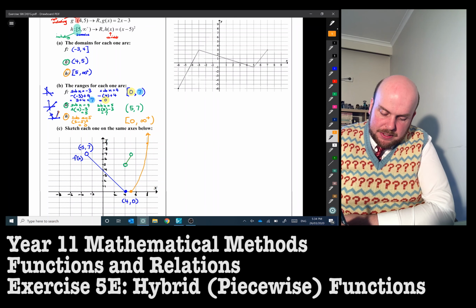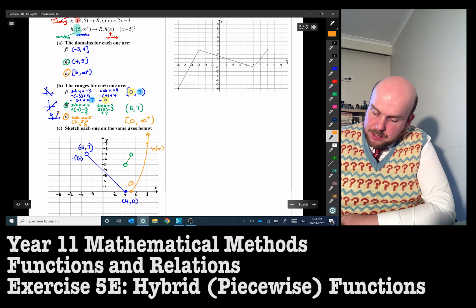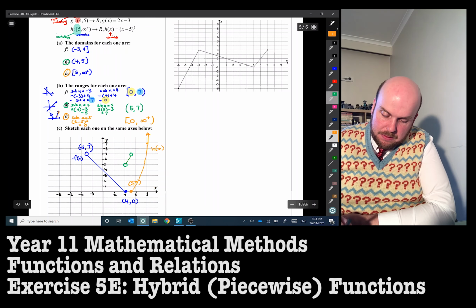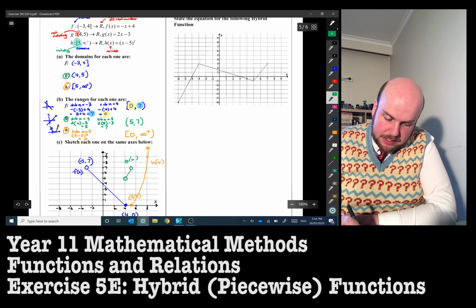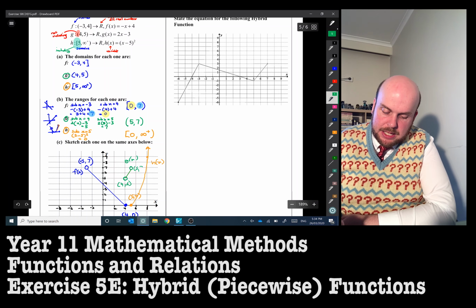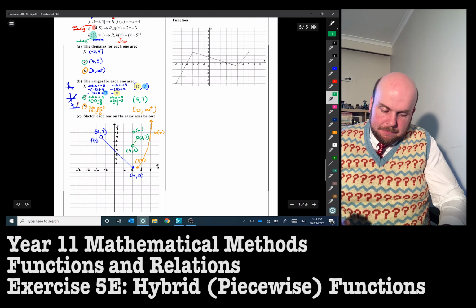And that is h of x, and I can write that coordinate here as (5, 0). This is g of x, and this end is (4, 5), and this is (5, 7). And we have drawn them all on the same axes.